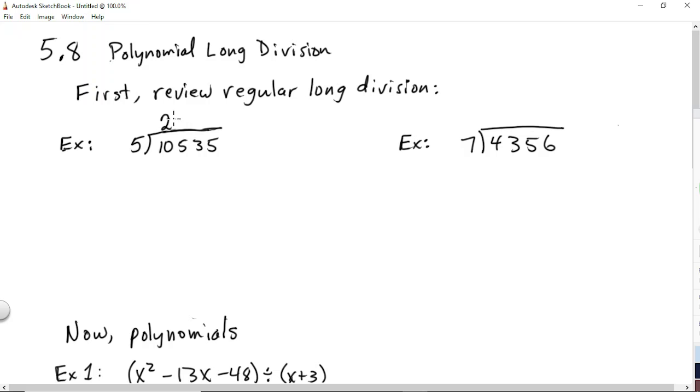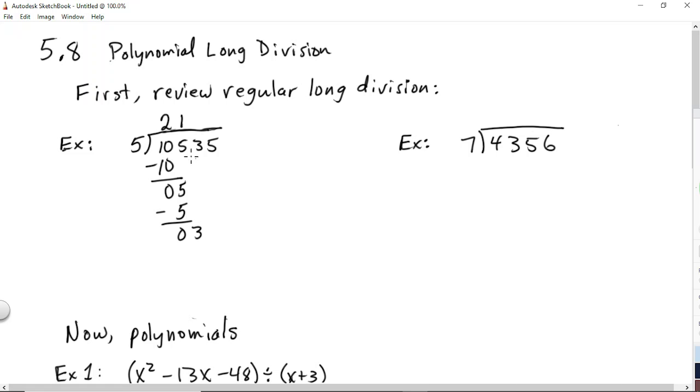So we write the 2 up there, and then we take that 2 times 5, and that's 10, right? And the 10 we write down here. And then we subtract. We get 0. We bring down this 5. We say, how many times does 5 go into that? Well, 1 time. So 1 times 5, we multiply that, and we get 5. We subtract it, gives us 0, and we bring down the next digit, which is 3.